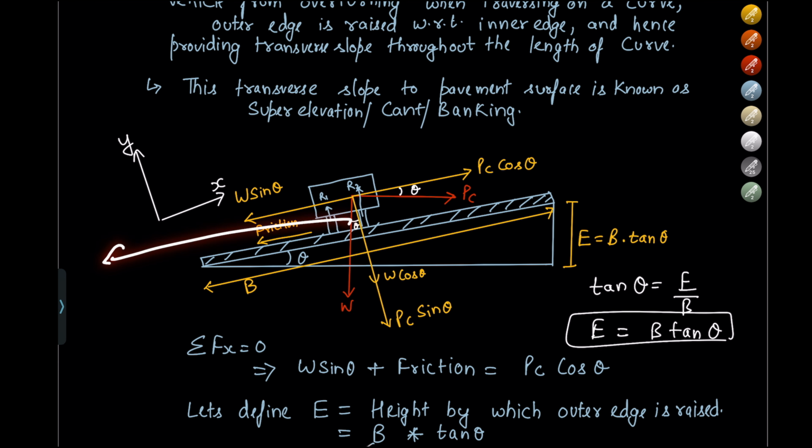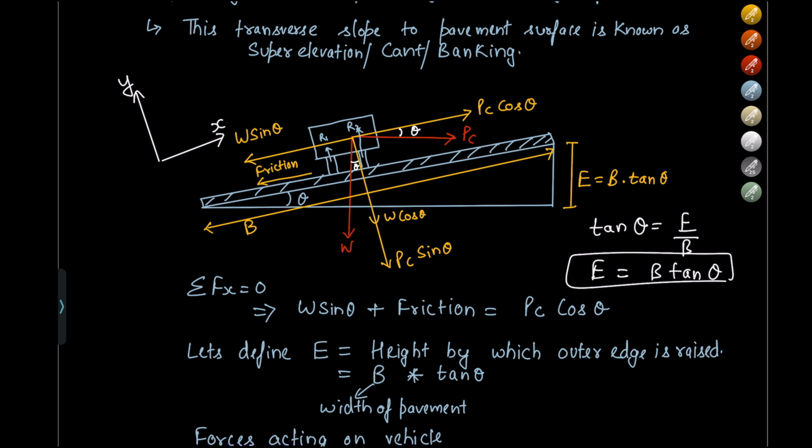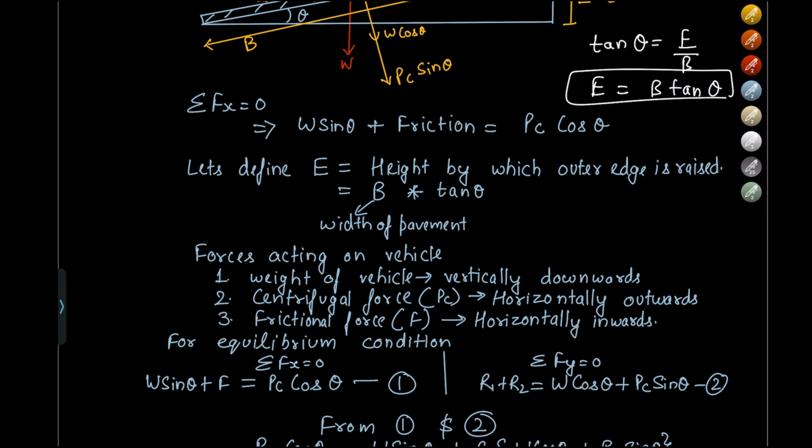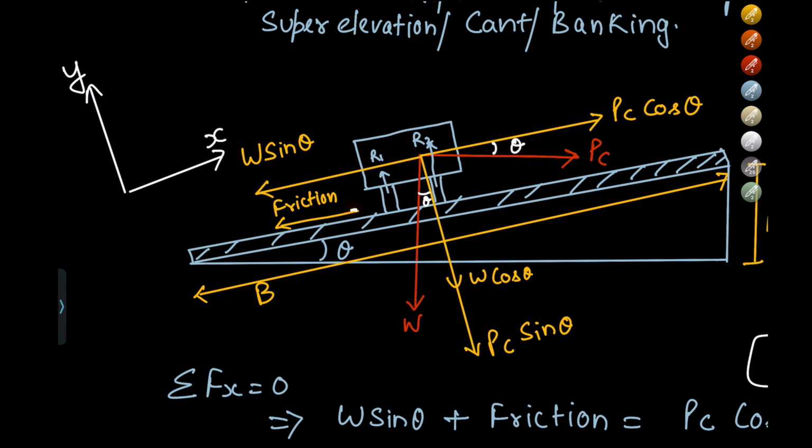If the radius of the pavement or the horizontal curve is on this side, the PC would be acting on this side, right? Here also PC is represented in the horizontally outwards direction. Next, frictional force. It is the horizontally inwards force that is acting parallel to the surface of the pavement.